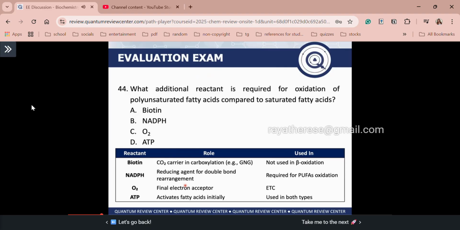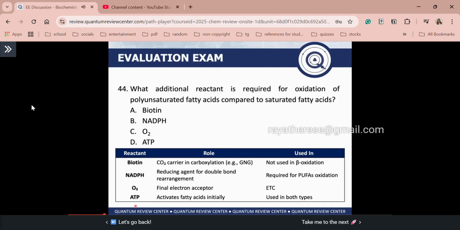And lastly, sa ATP, either your PUFA and your saturated fatty acids use your ATP as their energy source. Okay? So because your ATP activates your fatty acids in our activation step, diba? So we discussed it. Particularly, we use 2 ATPs pa in order to fully activate your fatty acids. So class, again, for 44, answer is letter B, NADPH. Ayan, so I do hope you got the correct answer. Again, your NADPH participates in PUFAs oxidation as source of reducing equivalents for double bond rearrangement.